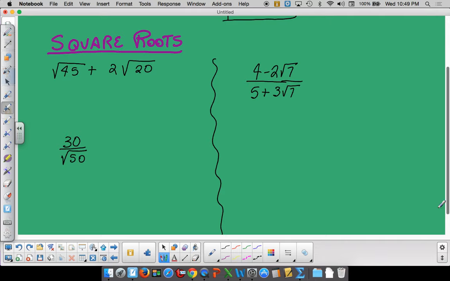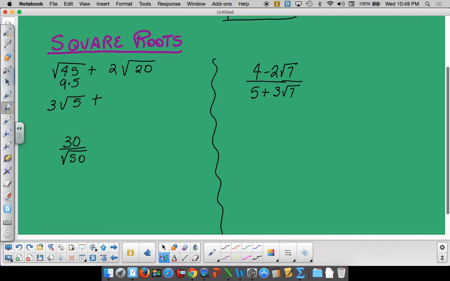So we're thinking 4, 9, 16, 25, 36. And yes, 9 is a perfect square number that goes into 45. So if that's 9 times 5, I can take the 9 out of the root because the square root of 9 is 3, and I would have 3 times the square root of 5.